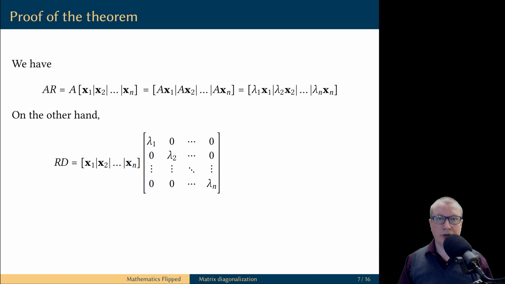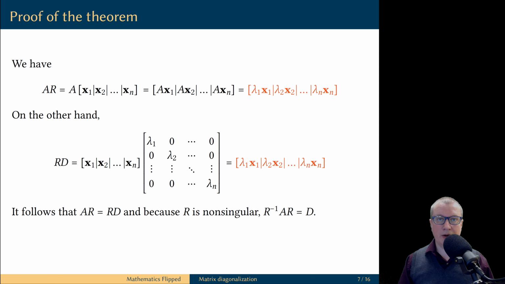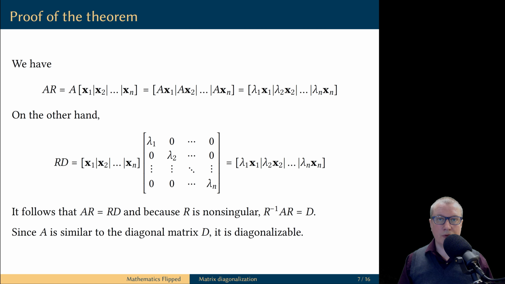On the other hand, we are going to compute the matrix product R times D. Please check that this matrix product results in the matrix whose columns are the scalar multiples of the eigenvectors by the corresponding eigenvalues. But now, this computation shows that A times R is equal to R times D. The matrix R is non-singular, therefore it is invertible. If you multiply both sides of this equation on the left by R inverse, you will get an equality R inverse AR is equal to D. Therefore, the matrices A and D are similar, and this means that the matrix A is diagonalizable.